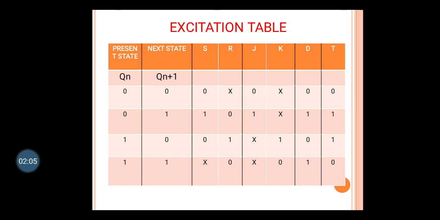So for synchronous counter design, you must know the excitation table. In the excitation table, there is a present state and the next state. We have already studied Qn, which we called the past value, and Qn plus 1, the present value. For the conditions 0 0, 0 1, 1 0, 1 1, the flip-flop input variations are shown here in the table for SR, if you are using an SR flip-flop, JK flip-flop, D flip-flop, and T flip-flop.